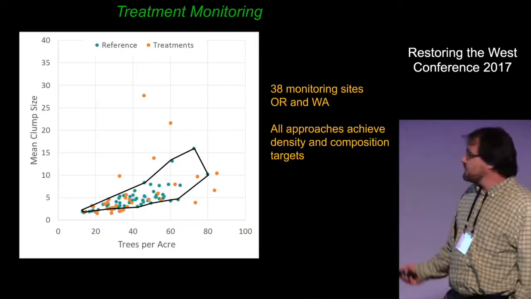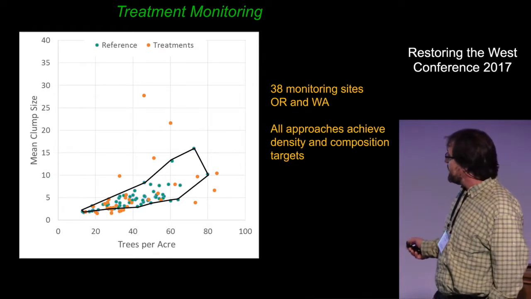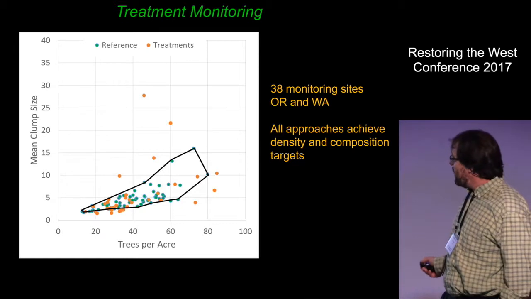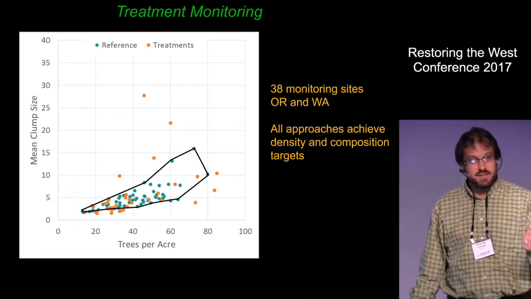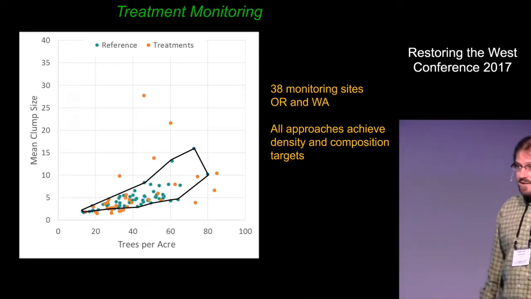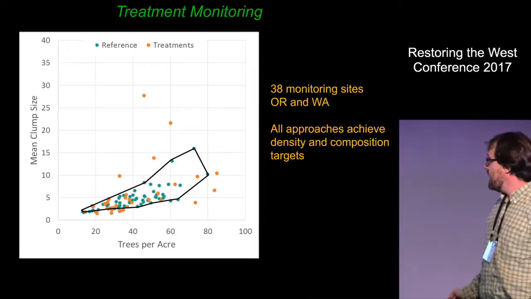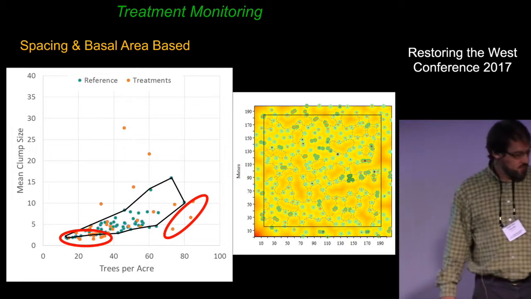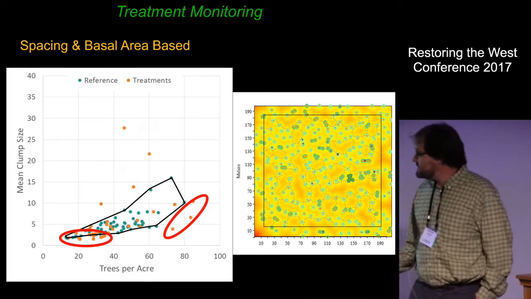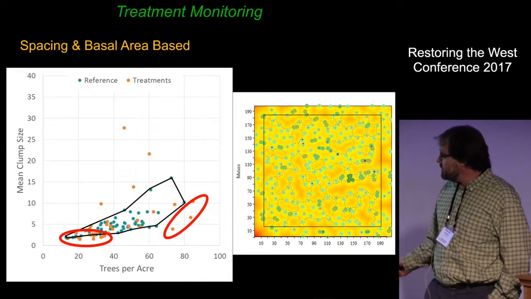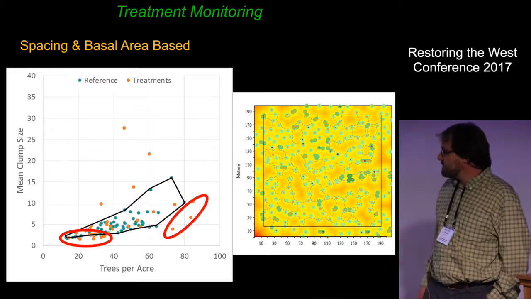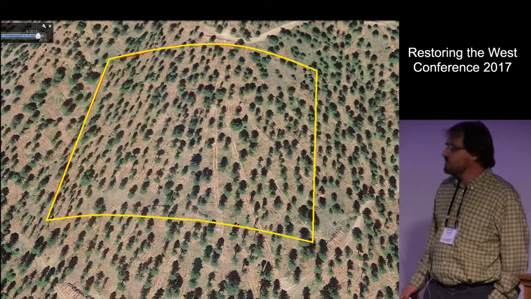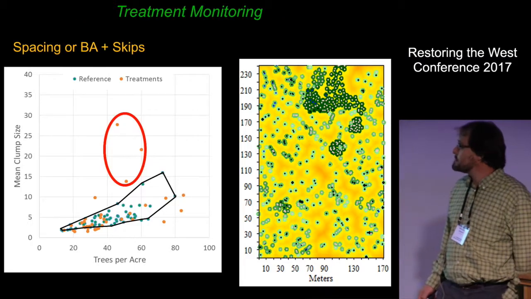What we found, when we looked at 38 different sites across Oregon and Washington, these are treated stands, is that first of all, approaches achieve those basic density and composition goals. That's pretty standard, fairly obvious, but at least reassuring. But those more uniform, spacing treatments tend to get us outside the envelope of our reference conditions. When you look at a Google Earth image, you're like, wow, it's pretty uniform. You don't see that fine scale pattern.